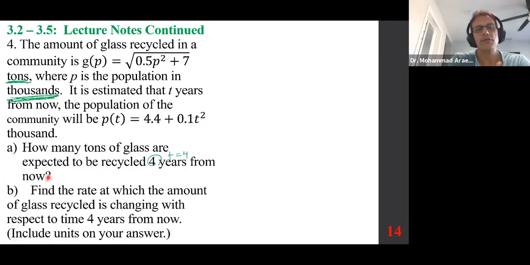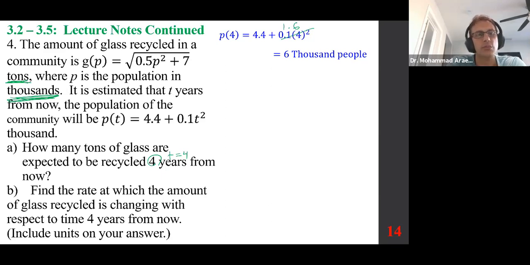Well, you plug in the 4 and you evaluate. So when you plug in 4, 4 squared is 16 times 0.1. 16 times 0.1 is 1.6. And now added to 4.4 gives you 6. And remember, this is the population in thousands. So 6,000 people. That's the reason you put 1,000. Why 1,000? Because it was mentioned here. We want to make sure we have it correct.